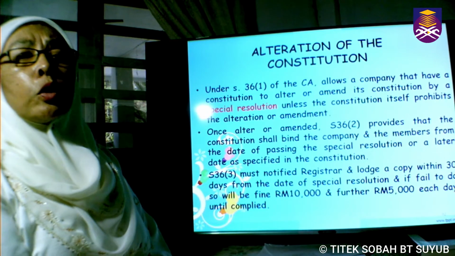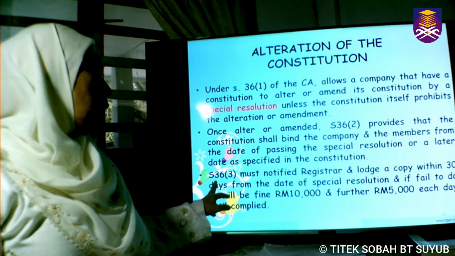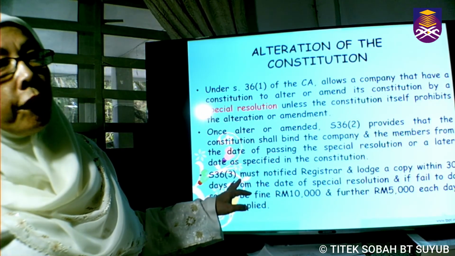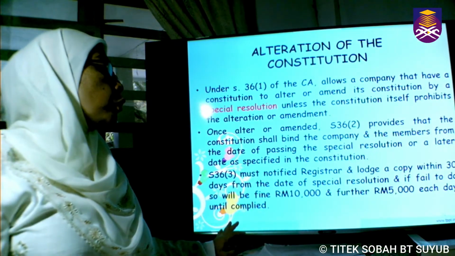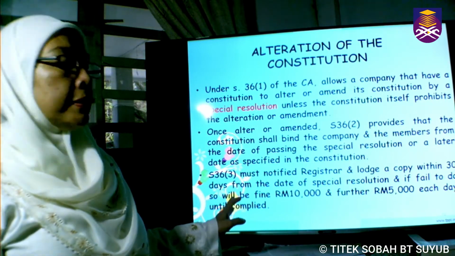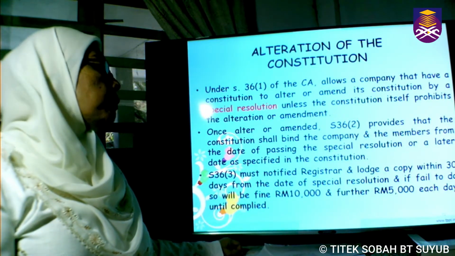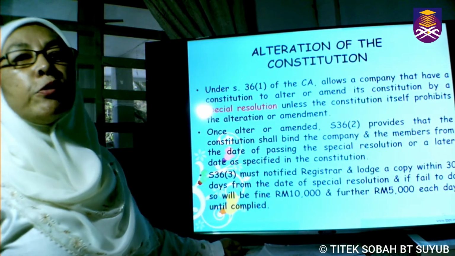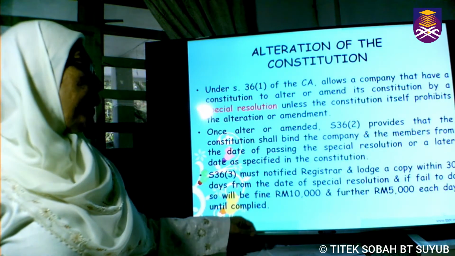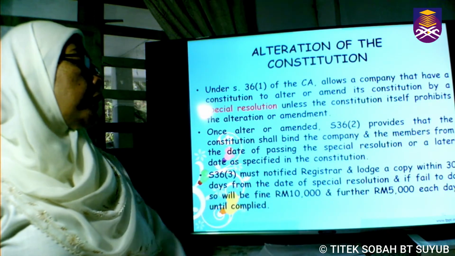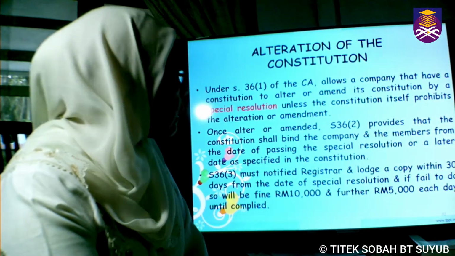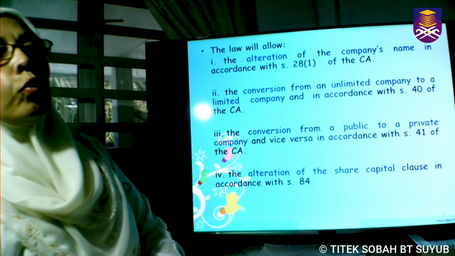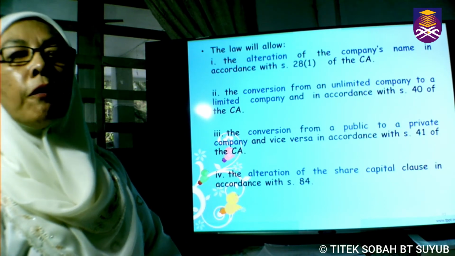And this Constitution which has been altered needs to notify the Registrar, the Companies Commission of Malaysia, CCM, and a copy of the Constitution needs to be lodged with the CCM within 30 days from the date of the special resolution. If the company fails to do that, then the company will be fined 10,000 ringgit and further fined 5,000 ringgit each day until it is complied with. Okay. When does the law actually allow the alteration of the Constitution?